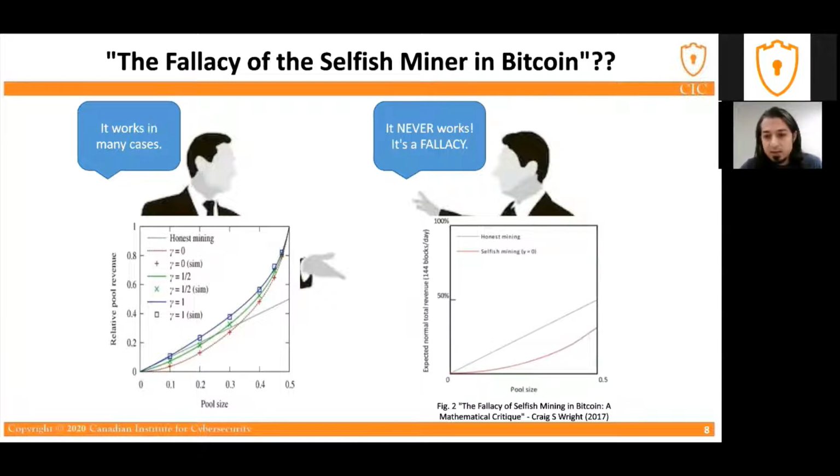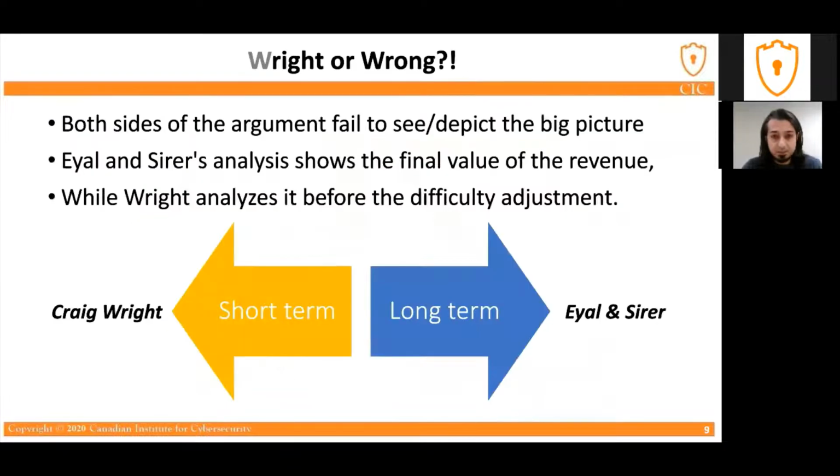So as you can see here, they choose gamma equal to 0, same as the red line here, and they argued that the actual curve for a selfish miner is this one, this curve that you can see right here, and it's always below the gray line, not this line that they mentioned here. So who is right here? Which analysis is correct and which one is not?